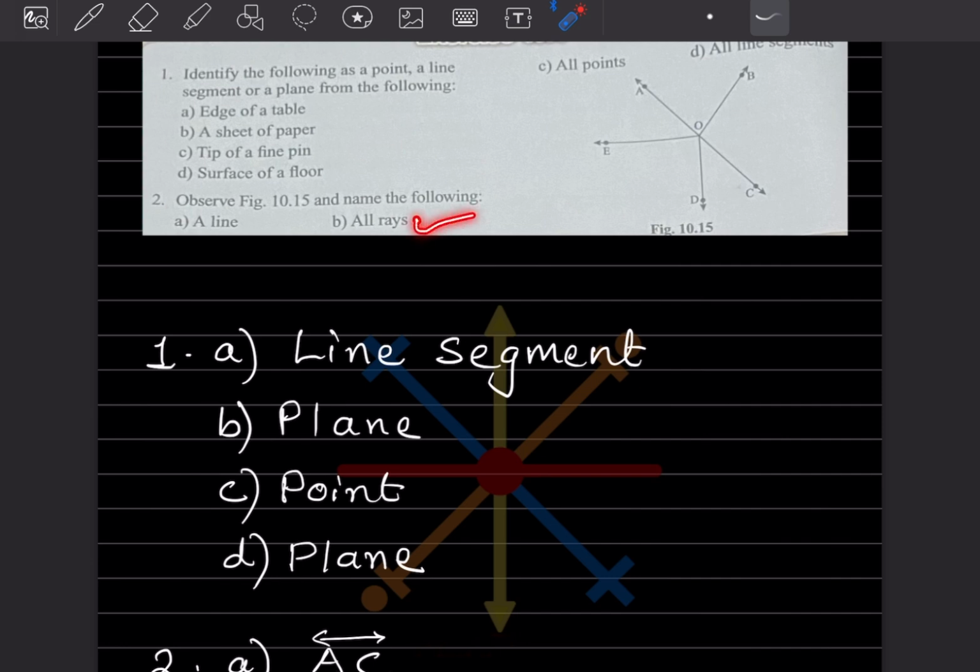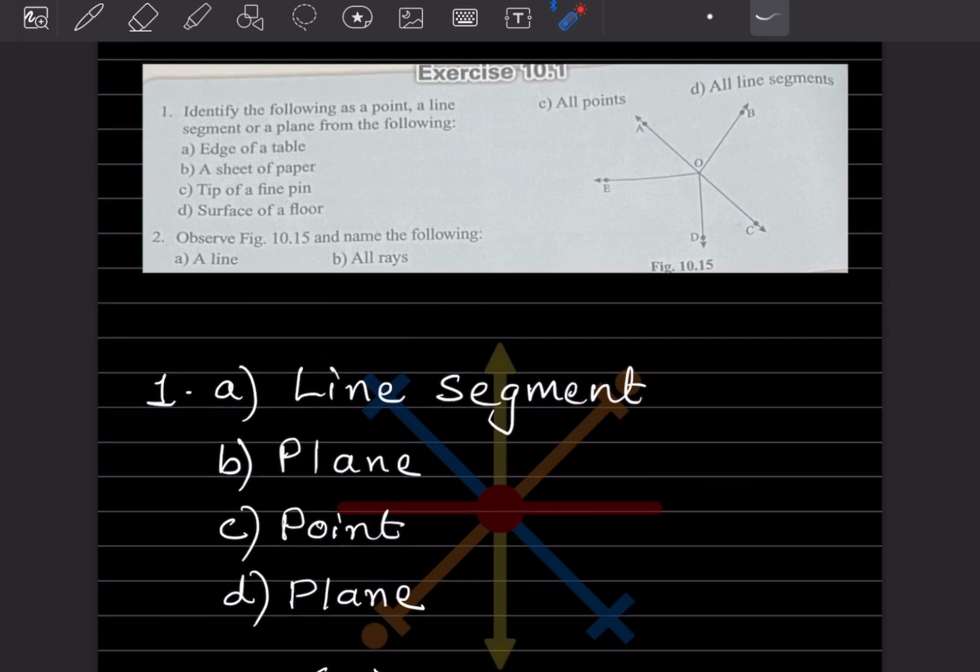Then all rays. So rays means what? One end is going to be fixed, and it is going to extend from one point. In a line, what happens? It gets extended from both the points, and here in a ray, one point is fixed and the other one, either it can be like this or it can be like this. It is going to extend in only one direction, that is called a ray.